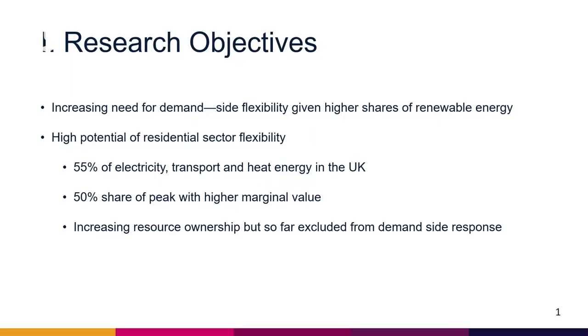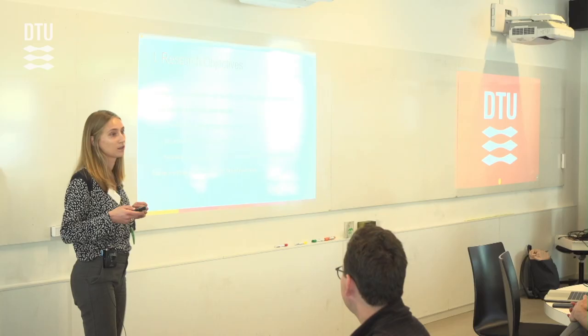If we don't coordinate what happens and everyone heats their homes and charges their car at the same time, we could have very adverse effects on the grid. But so far, the residential sector doesn't really participate in demand-side response markets, and there are good reasons for that. It's quite challenging. So let's see if we can manage to coordinate that flexibility at scale, and how.